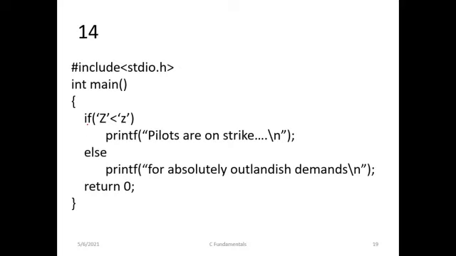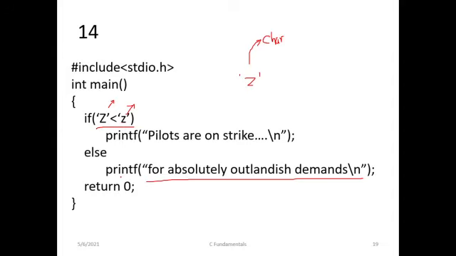Next, if Z is less than z, what is this? Capital Z will be more than small z. That is what we may think, and we may expect this to be printed out. But what will happen to this? What is this Z within a single quote? We know that it is a character constant. This is one character constant and this is another character constant.